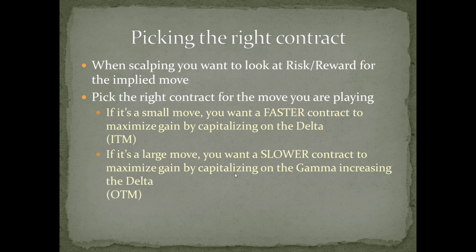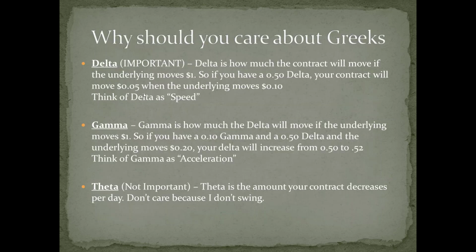All right, you're going to want to pick the right contract for the move you're playing. So if it's a small move, you're going to want a faster contract. That brings us back to talking about the Greeks. So you're going to want a contract with more speed.